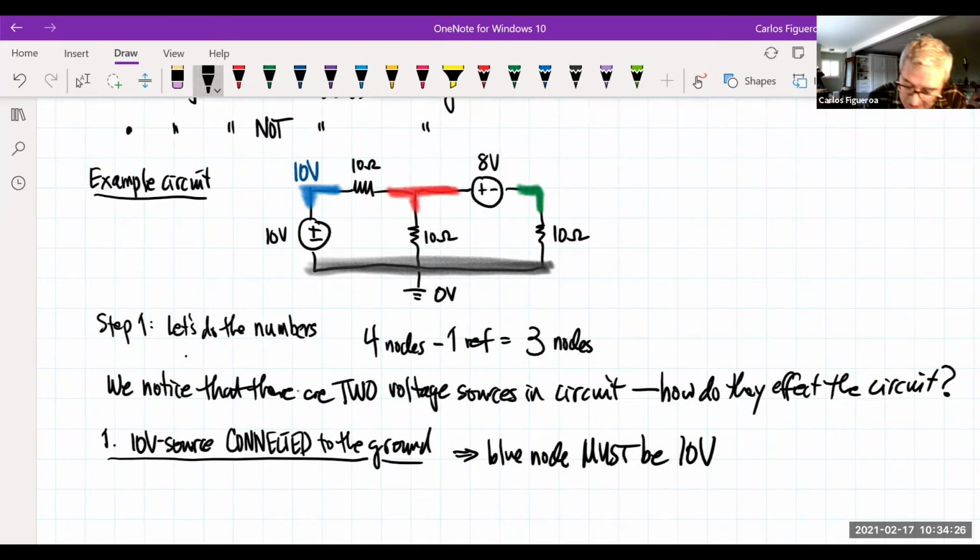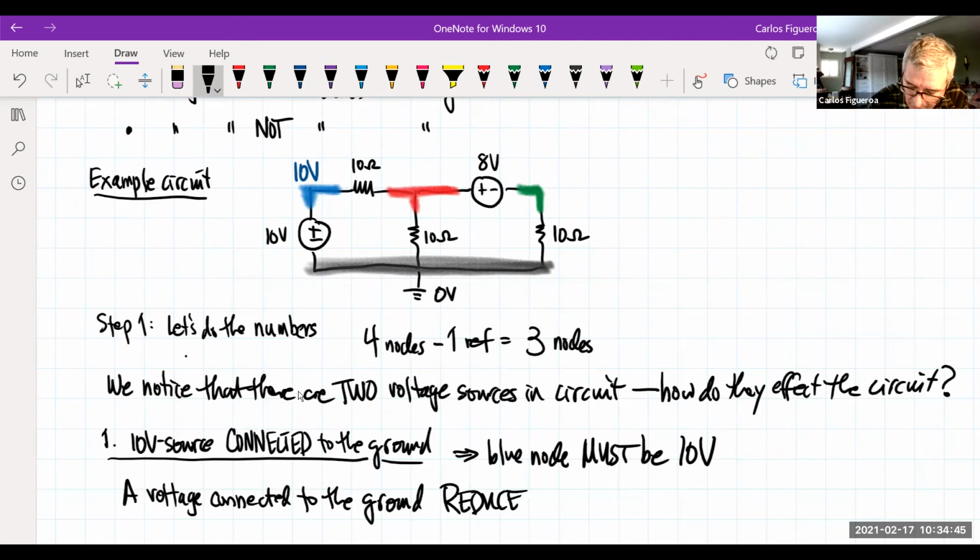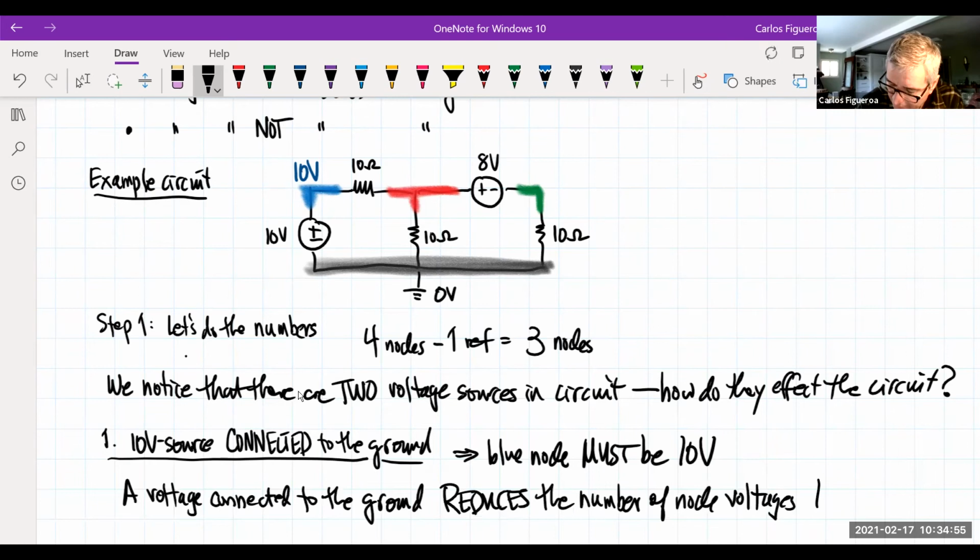So what this tells us is that we can immediately see that a voltage source connected to the ground reduces the number of node voltages to calculate, right? It reduces the number.